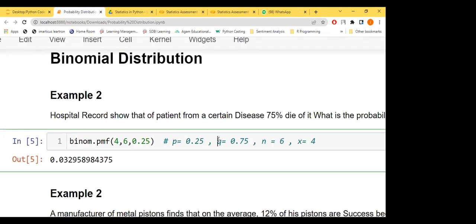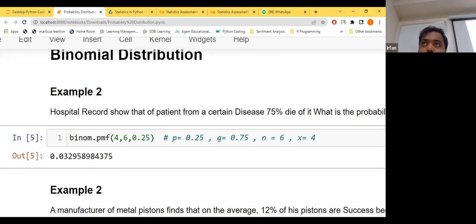Thank you, sir. In the question, that P is 25. It was die, that P was 75. So we do binomial only for success. We don't find it for failure.